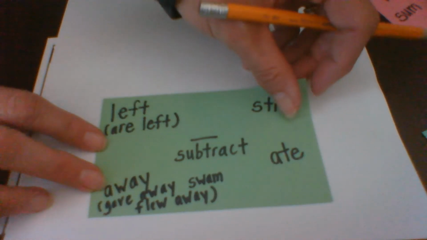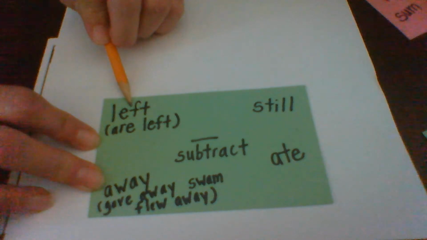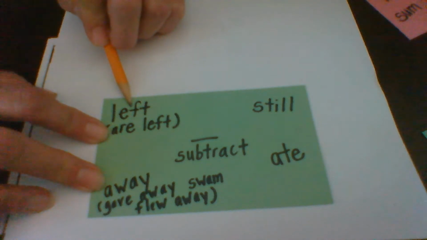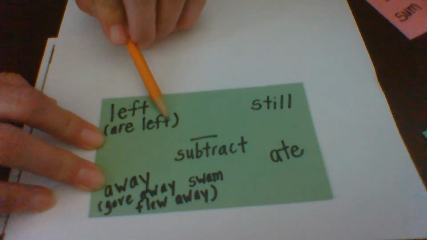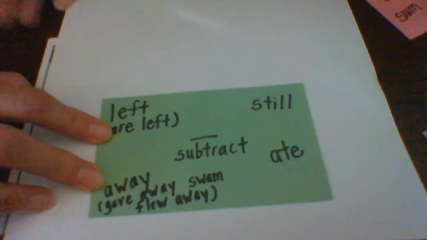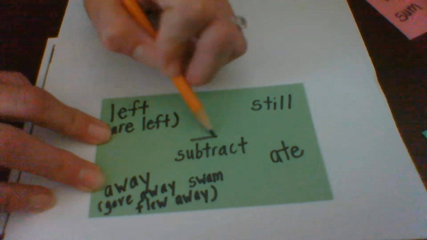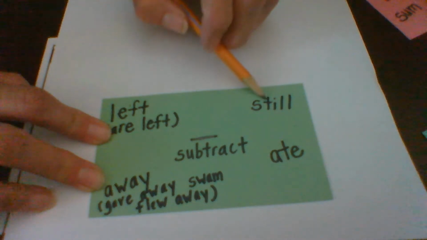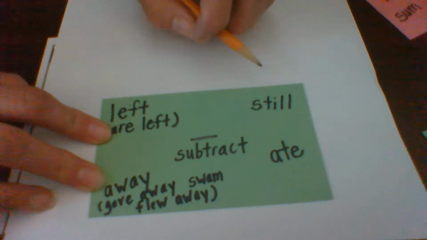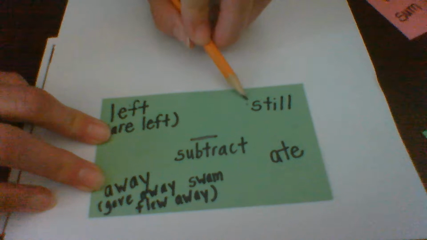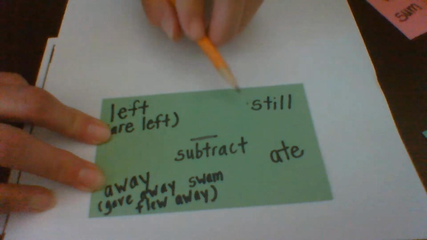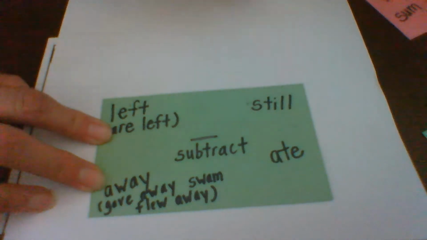Some clue words for that are left. Like you might have some animals or people and they left the party or the zoo, or you might hear in the question, how many are left. That's a good indication that you want to subtract, right? That's a big clue word. Also, when they ask the question, you might hear how many are still there, still eating, still swimming, still flying, right? Still is a good one for subtract.